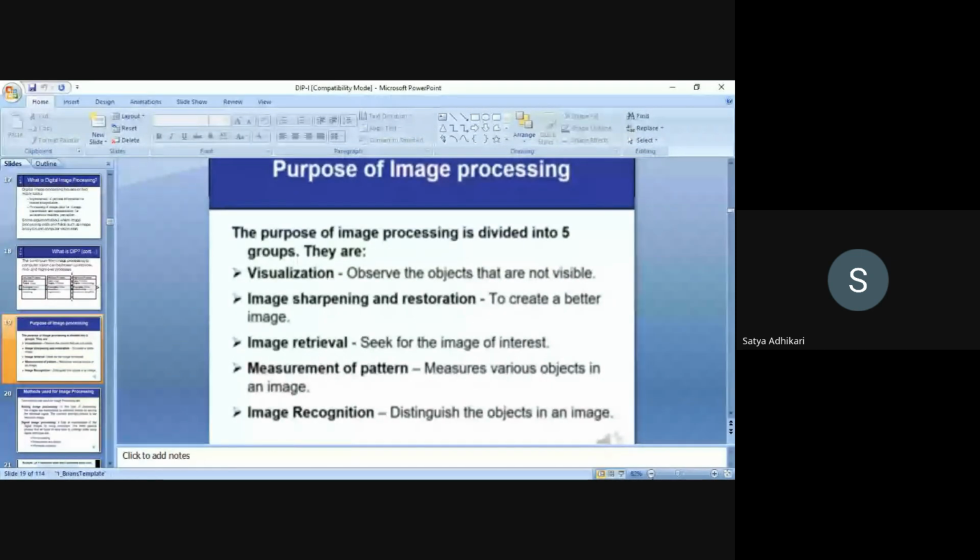Image sharpening and restoration: create a better image, increase the quality of an image. Image retrieval: seek the image of interest. As we discussed, you may be interested in only some part of the image, not the entire image, so you can retrieve that part only. Measurement of pattern: measure various objects in an image. Different patterns and pixels are there, and you can measure the various objects. Image recognition: distinguish the objects in an image. So these are the five processing purposes.